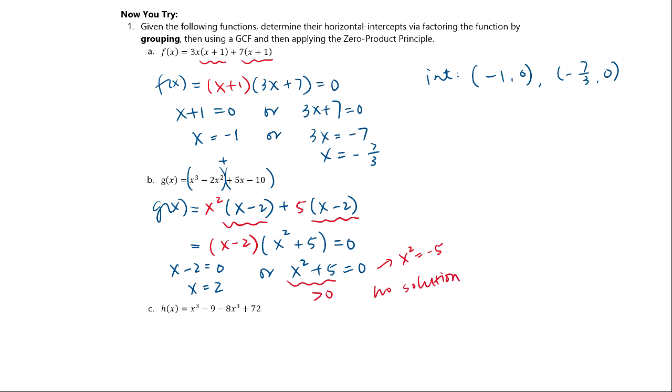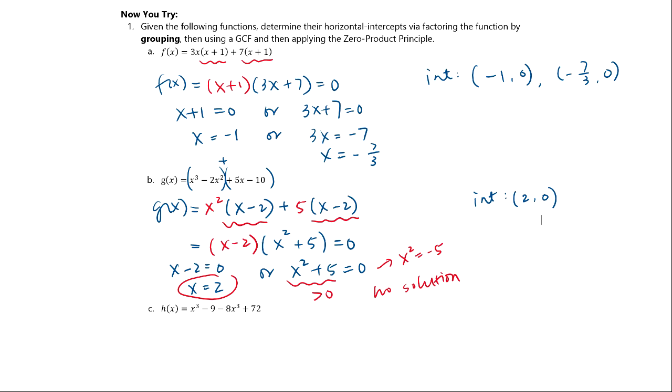And we're left with only one solution, one option, based on the zero product principle. Therefore, based on our only solution, we can say our horizontal intercept is a point 2, 0 as a result.